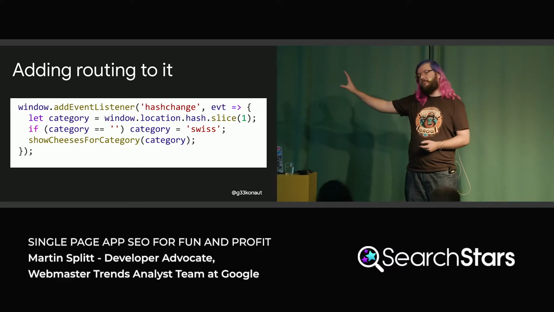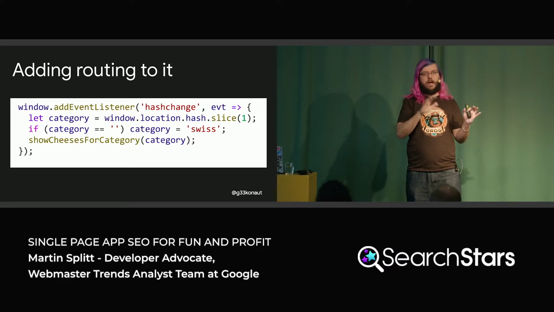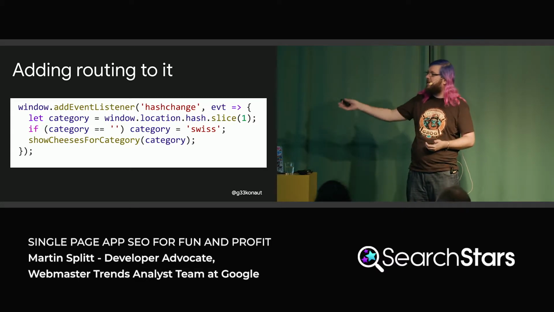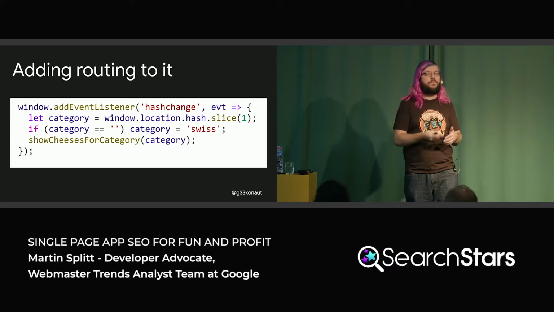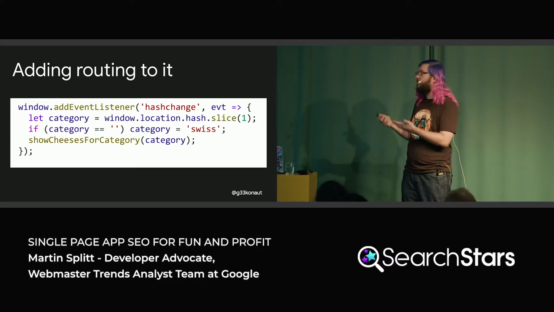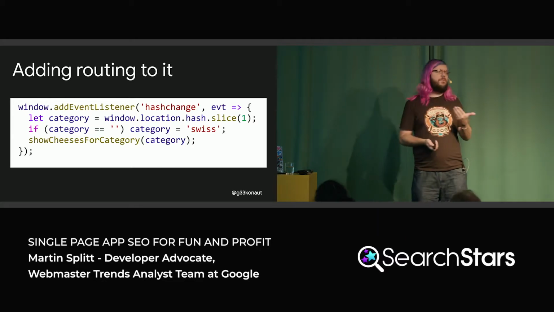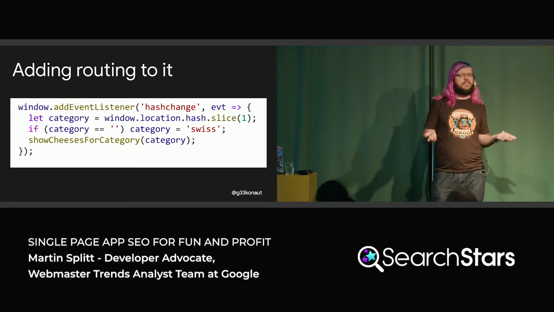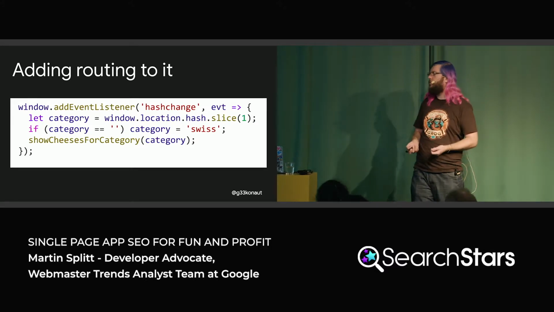So with this, I have built my routing, right? I can now load different cheese categories as I need, and I can expand this. I can say, if this is not a category but something like cheeses/something, then I want to load this specific cheese data, for instance, and stuff like that. So this is where my routing happens. Frameworks make this a little easier, but it's still fundamentally the same kind of code that runs there.